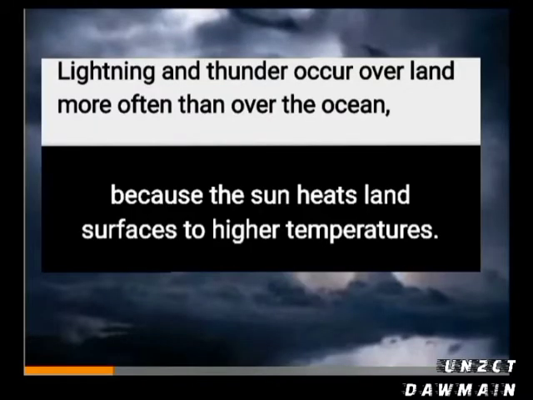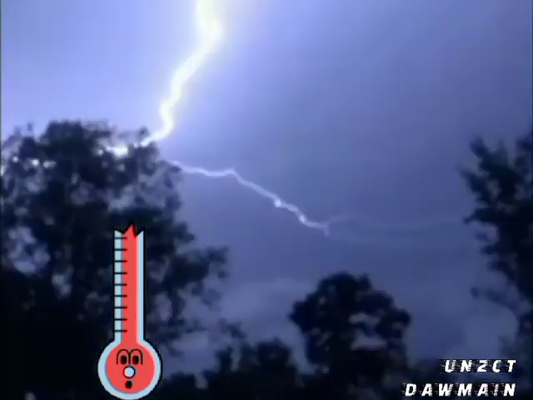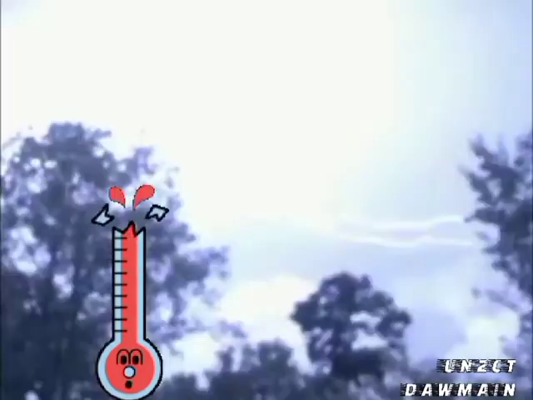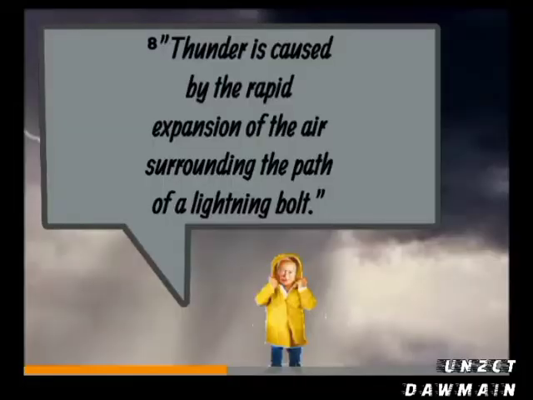Lightning and thunder are more prevalent over land than over the ocean because the sun heats land surfaces to higher temperatures, which leads to a more unstable air mass. Thunder is caused by the rapid expansion of the air that surrounds the path of the lightning. Bolt.